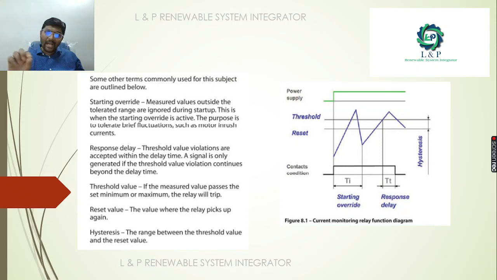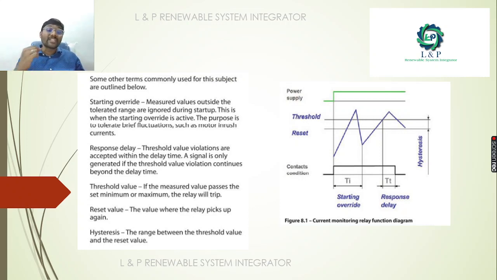Now let us try to have an idea about the current monitoring relay. We have a function diagram. Basically it has four important things happening in current monitoring: starting override, response delay, threshold value, reset value and hysteresis. The starting override means a measured value outside the tolerated range is ignored during startup.